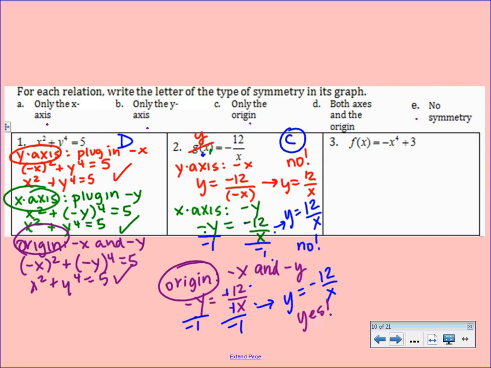Cool? Alright, let's take a look at number 3. Do you want to try this on your own or with your partners, or do you want to do it all together? Try with your people. Go team, you can do it.